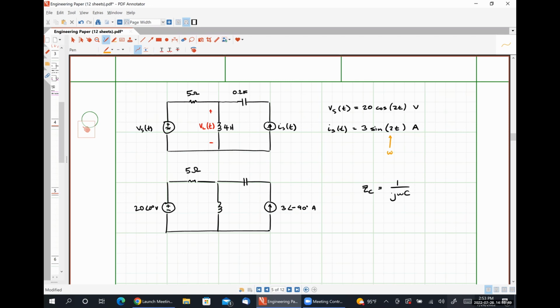And I might have done my mental math here incorrectly, so let me talk my way through it, okay? So omega is 2 and c is 0.2. So omega times c is 0.4. I agree with that wholeheartedly, but it's 1 over that. So 1 over 4/10 should be 10/4, which is 2.5. So I believe the correct answer is -j 2.5 ohms.